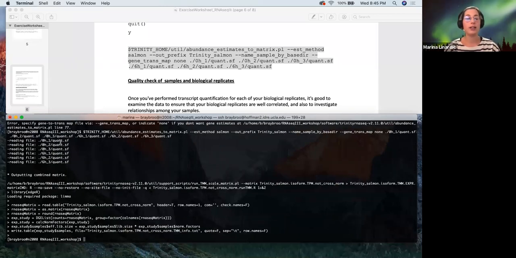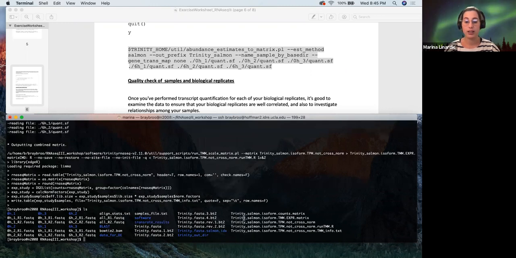Okay, so what did it tell us? It took all these files that we gave it. It outputted a matrix, and it wrote it in a table. It wrote it in a few different tables, actually. So if we do ls, we're going to see some new files here. We have isoform counts matrix. These are the normalized ones. The TMM is the normalized one, and we have some other information right here.